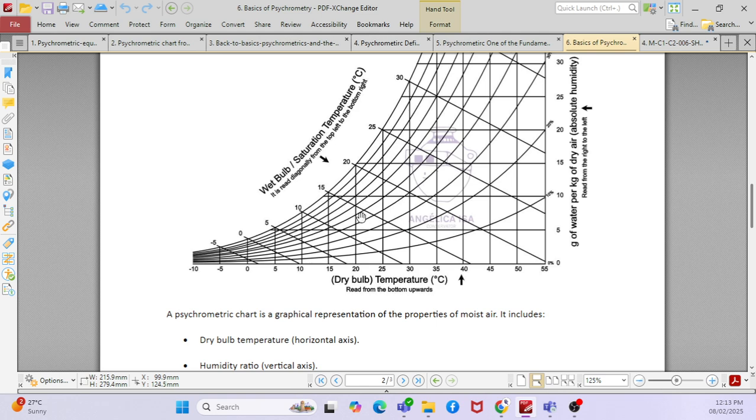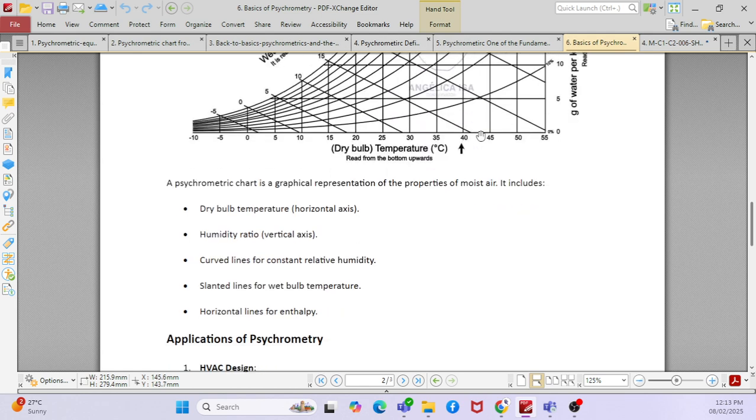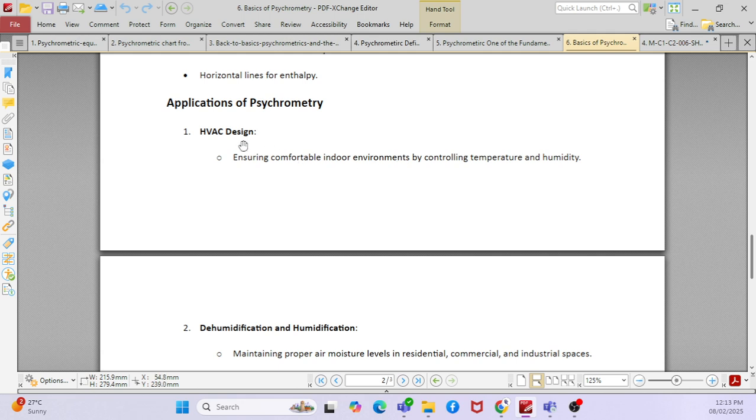Yes, sir. So to know how to design the coil condition, you should know the present condition, so that you can easily convert it into the required condition. If your air is moist, then you will do the heating. If your air is dry, then you will add humidification. That type of knowledge you will understand if you know the present condition of the air and what treated condition of the air is required. So this is the application of psychrometry for the HVAC design engineer, ensuring a comfortable indoor environment by controlling the temperature and humidity.